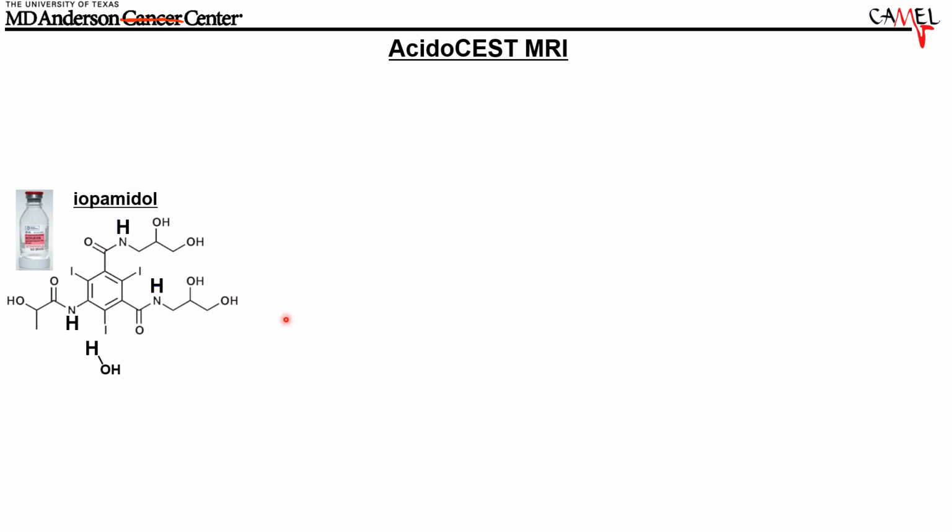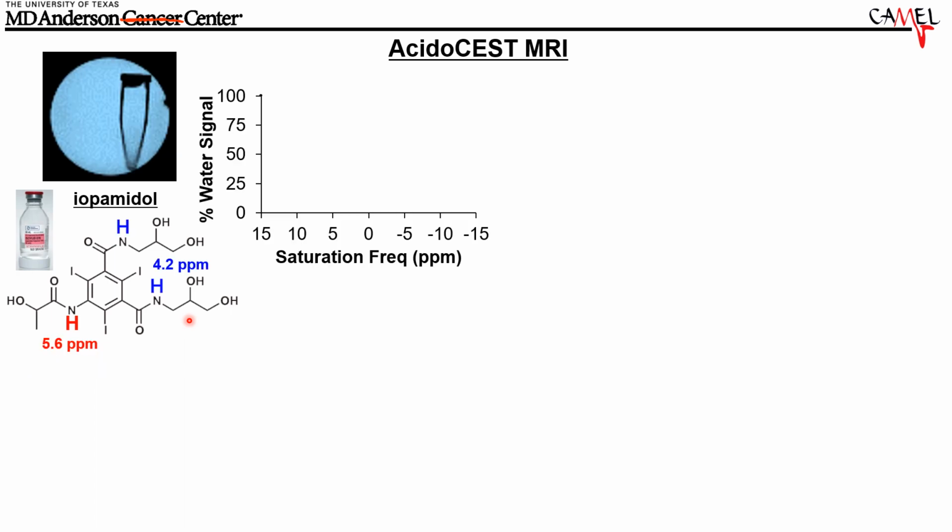I'd like to describe AcidoCEST MRI, which uses a contrast agent that has a proton that exchanges with water. When we selectively saturate that proton and it exchanges with water, it appears that the saturation has been transferred to water and the water signal has decreased.